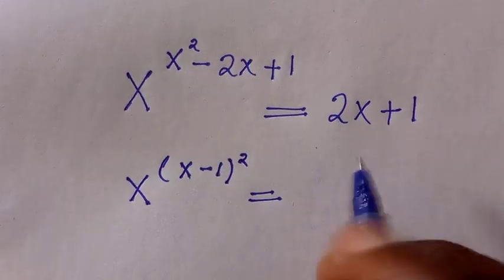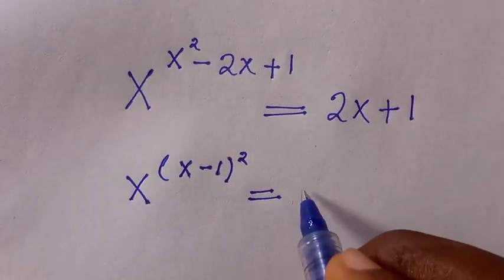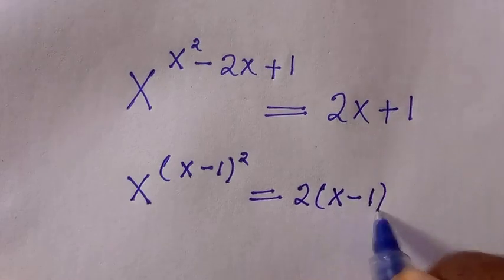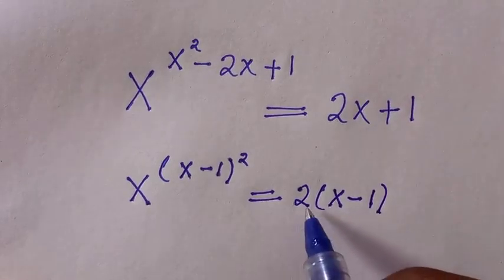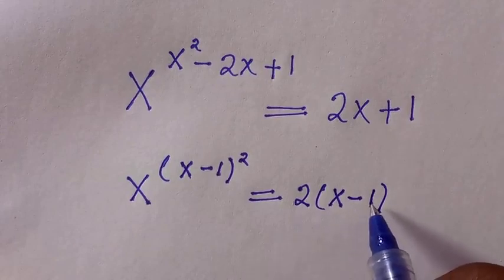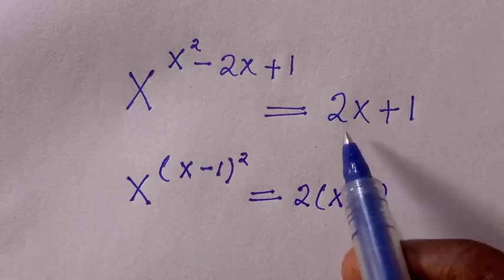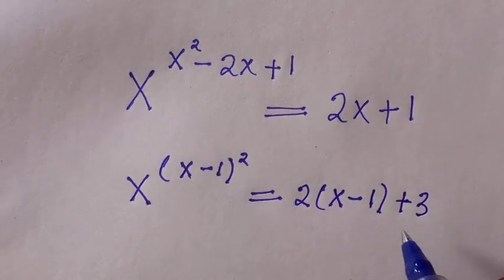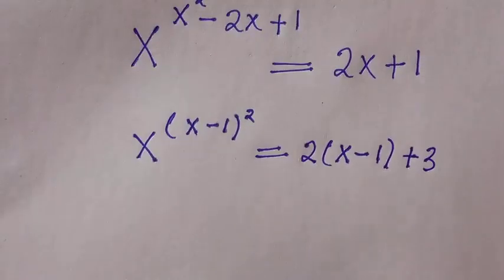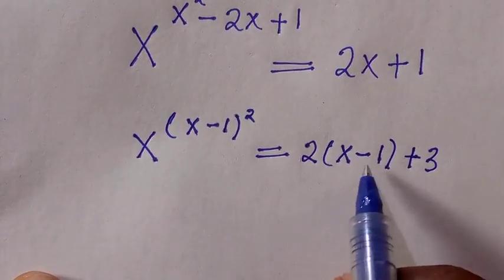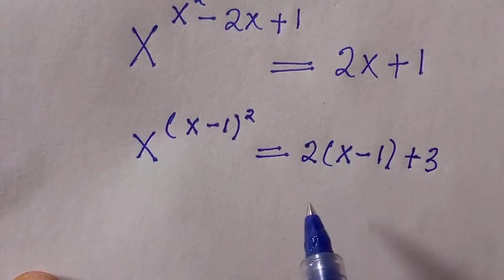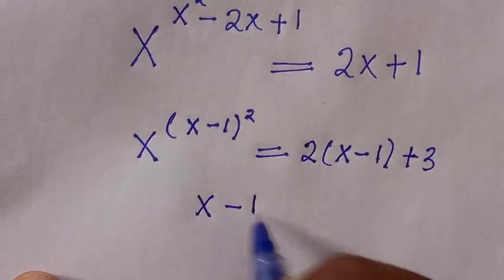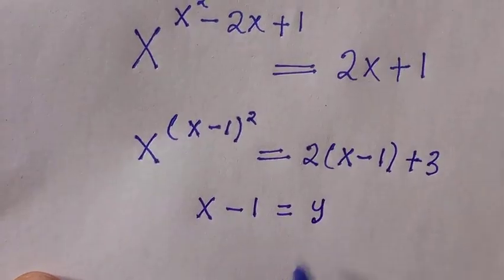We are going to manipulate this, and by the manipulation we are going to have 2 times (x minus 1). Now when we expand this, we get 2x minus 2. Then what we have here is 2x plus 1, so it means we add plus 3 to this. The next thing to do is we let x minus 1 be another variable. Suppose I choose x minus 1 equals y.